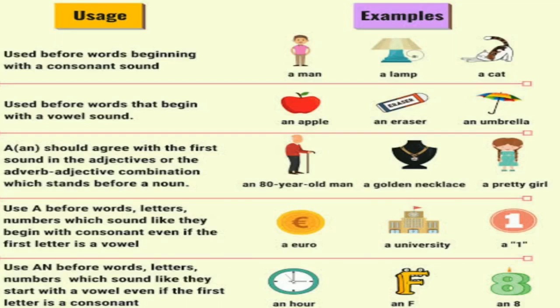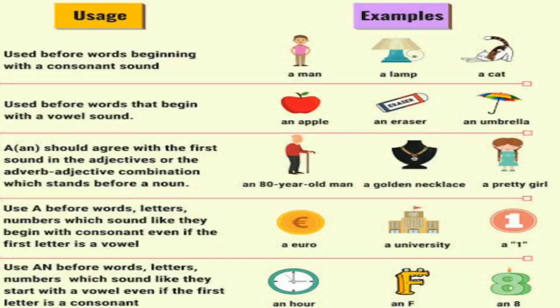Now usages. When it is used, again I'm repeating, A is used before the words beginning with the consonant sound. A man, a lamp, a cat. Now an is used before the words that begin with a vowel sound. An apple, an eraser, an umbrella. Now here a or an should agree with the first sound in the adjective or the adverb-adjective combination which stands before the noun.